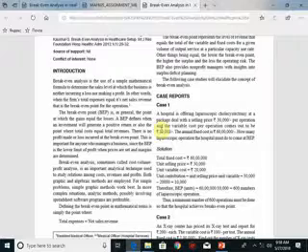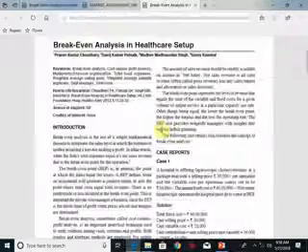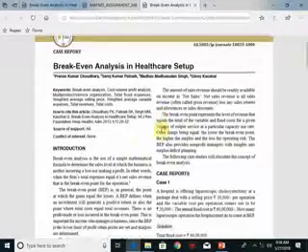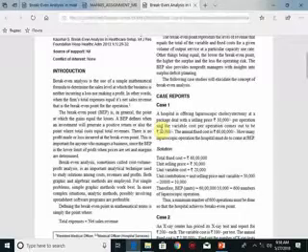Now this article is very specifically about the healthcare setup. Break even has been explained there, which is much more useful when you are answering question number 1 and question number 5. You can get some information from it to elaborate, because they have explained the break even very specifically to your setup. Just take some important points.